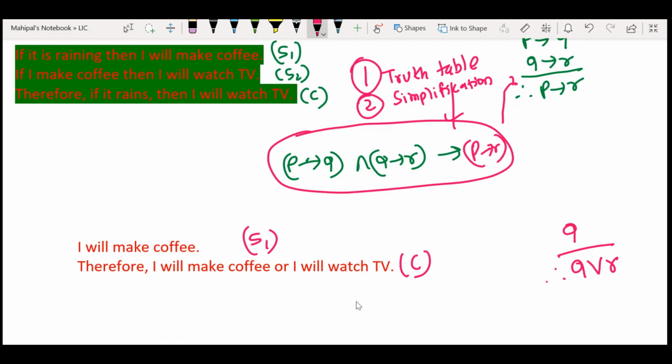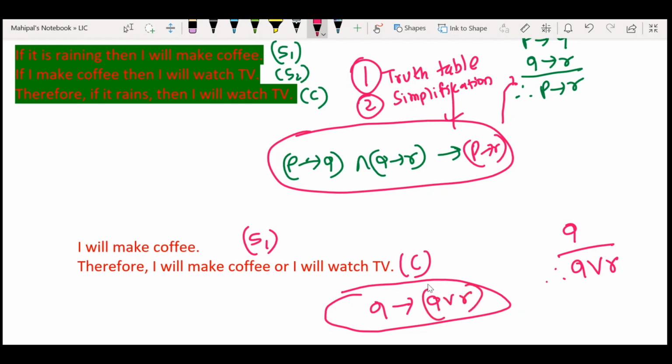So now again, which compound proposition must we consider if we want to verify? Q implies Q or R. And what do you think? Invalid, sir. Always true. How many of you think that it's a tautology? Sir, me. It is a tautology.